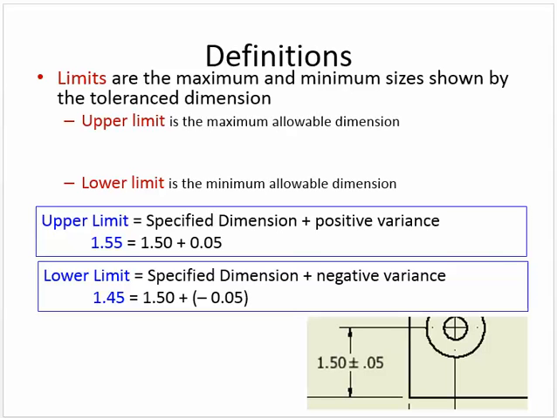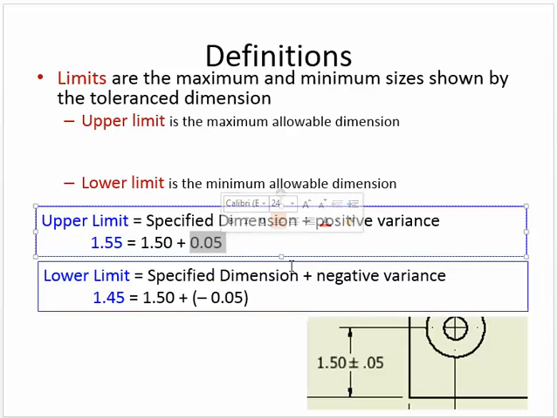Limits are the maximum and minimum sizes shown by the tolerance dimensions. That's why we have a limit tolerance, as we've discussed, because it just gives us the highest and the lowest, or the upper limit and the lower limit. The upper limit equals the specified dimension plus the positive variance. So, right here, that's our positive variance.